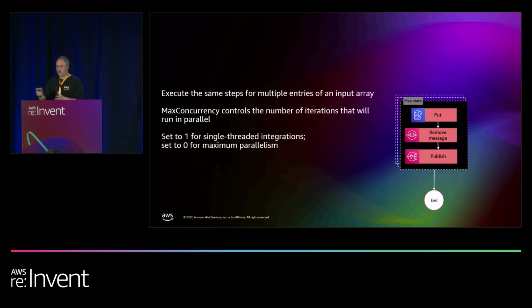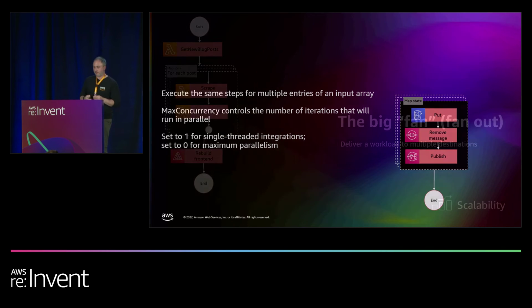And you can either do that sequentially by setting, what's it called? It's called the max concurrency control. You can set that to 1, and it will kind of loop through one at a time. Or you can set it to 0, and it will do up to 40 at the same time. And you can set anything in between 1 and 40, basically.